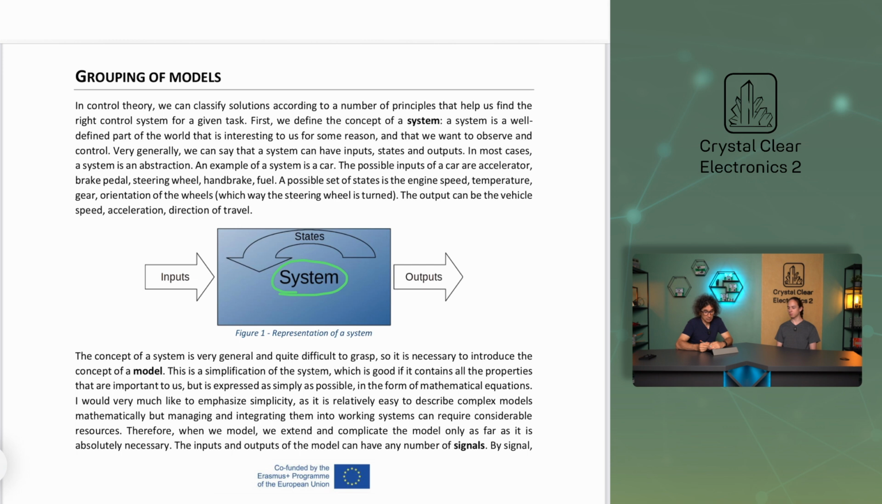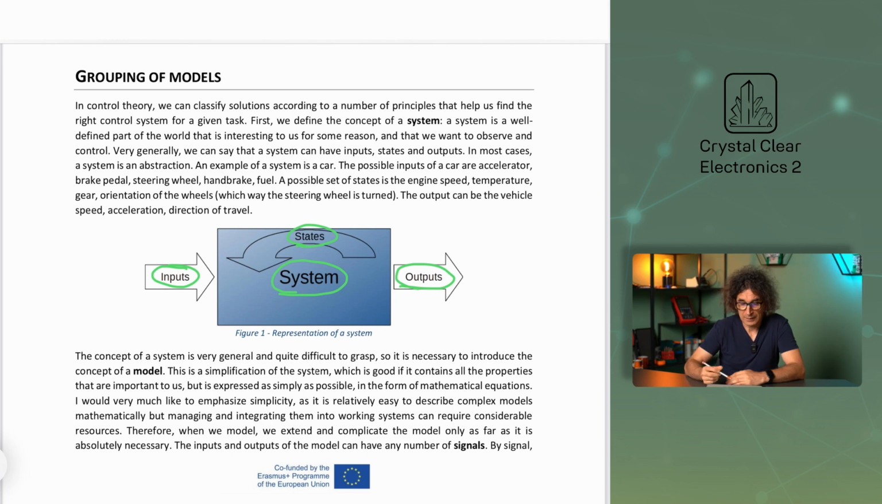Very generally, we can say that a system can have inputs, states, and outputs. In most cases, a system is an abstraction. A great example of a system is a car. The possible inputs of a car are accelerator, brake pedal, steering wheel, handbrake, fuel. An imaginary possible set of states is the engine speed, temperature, gear, orientation of the wheels, in other words, which way the steering wheel is turned. The output can be the vehicle speed, acceleration, direction of travel.